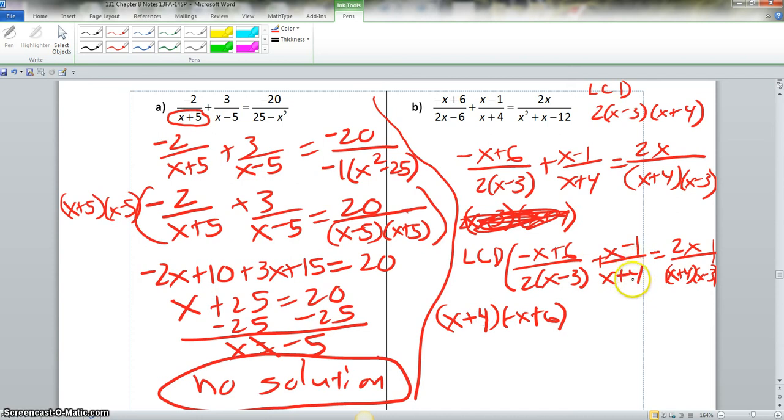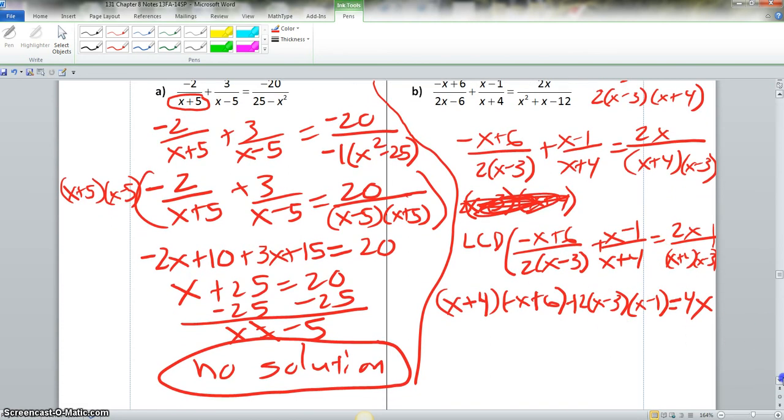Now we come to the second term. These x plus 4s will simplify out, and you'll be left with a positive 2 times x minus 3 times x minus 1 equals. Now this x minus 3 and x plus 4 will simplify with this x plus 4, x minus 3, and we will be left here with 2x times 2, which we know is 4x. So now that takes care of all of our fractions.